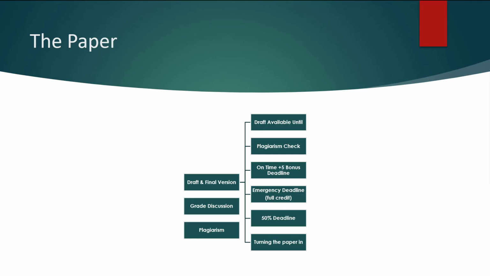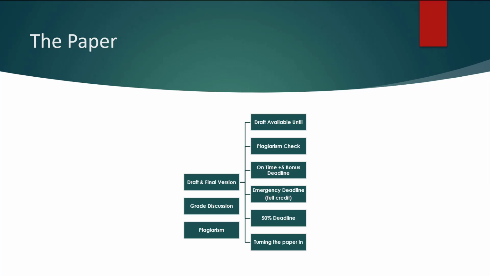So for turning in the final version, I've created 3 assignments on Canvas. There's the on-time deadline when this paper is supposed to be turned in, and for that you get the extra credit of plus 5 points added onto the paper for turning it in on time.